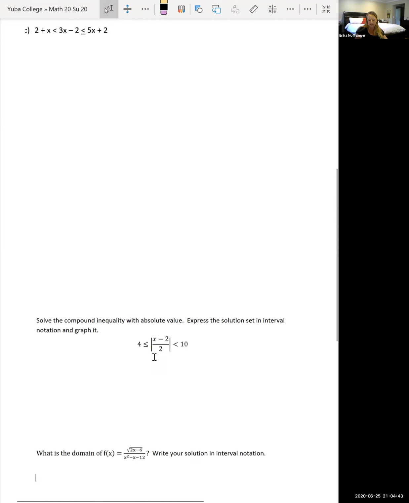And then you also have a compound absolute value inequality. So you have to rewrite that too as two separate inequalities, and this is an and statement again. So I want you to try those. So I'll give you a couple minutes to do that.